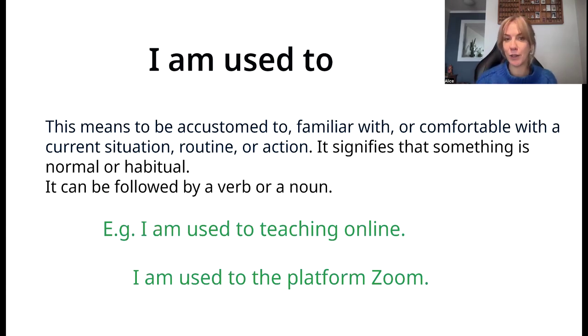This can actually be followed by a verb or a noun. For example, I am used to teaching online. I have taught for many years online, so I am used to it. I'm accustomed to teaching online. I am used to the platform Zoom. I am used to working with this platform because I have used it a long time and I'm very familiar and comfortable with it now. So after the phrase, we can put a verb, used to teaching, or I can put a noun, the platform.